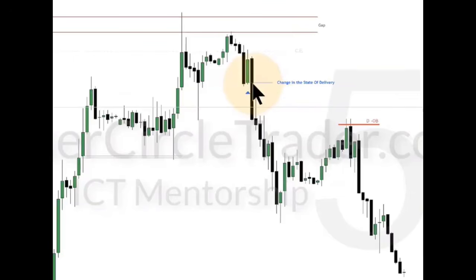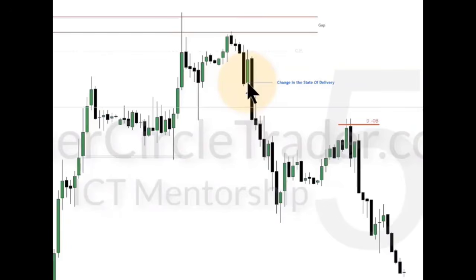So the change in the state of delivery going lower begins right at that opening price on this candle. As soon as it trades through it, now the algorithm is delivering on a sell side. So basically, the algorithm enters a sell program. Once this occurs, price will start to go lower, attacking what? Any imbalance or sell side liquidity.